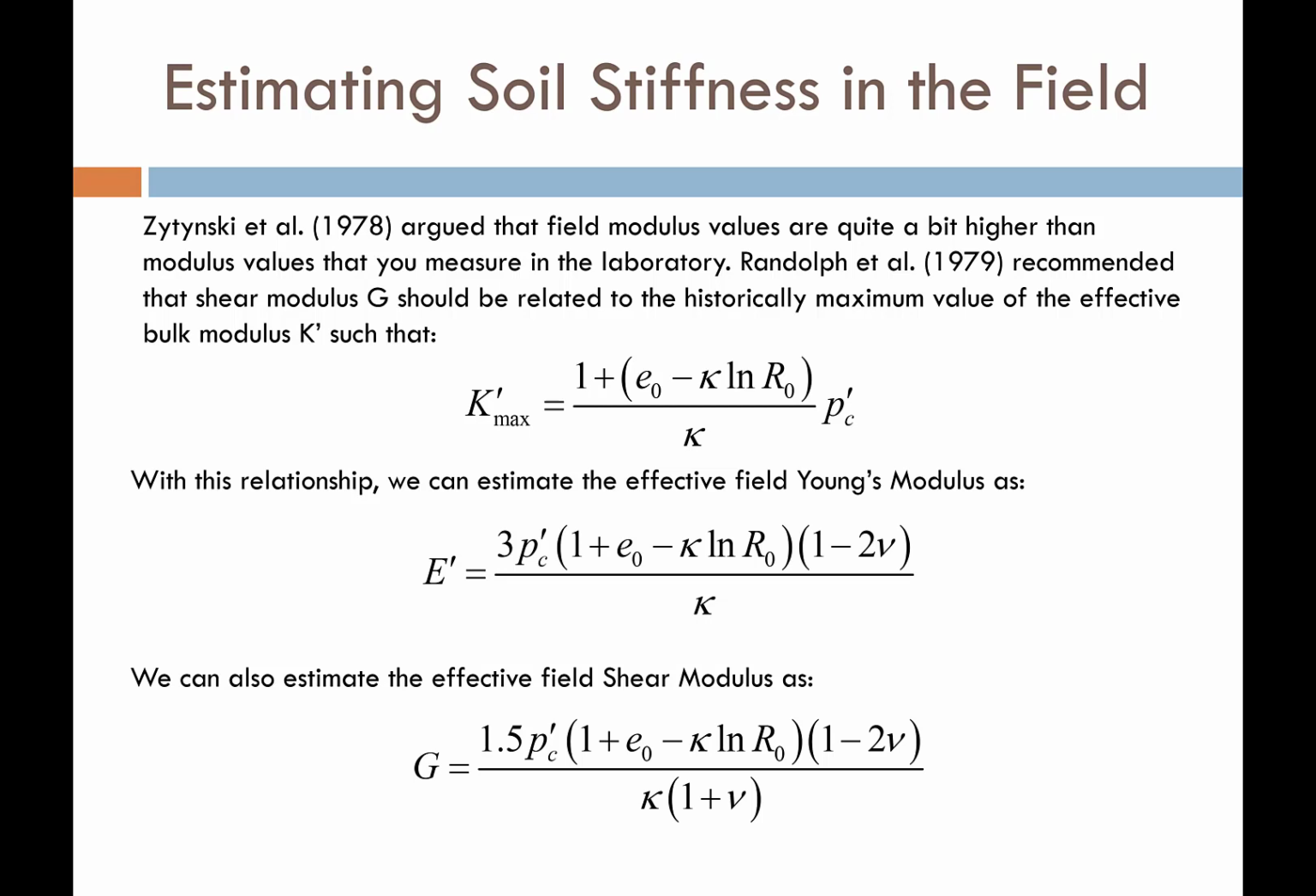And so researchers like Zytynski, Randolph, and others developed relationships that we could use to approximate what's called the effective moduli. The effective meaning they're more representative of the moduli that the soil in the field are actually demonstrating. So here's some relationships hopefully you'll find useful. The maximum effective bulk modulus of the soil in the field can be approximated with this relationship right here. If we want, instead of bulk modulus, the effective Young's modulus for soils in the field, we can approximate it using this relationship right here. And remember that this nu right there is the Poisson's ratio of the soil.